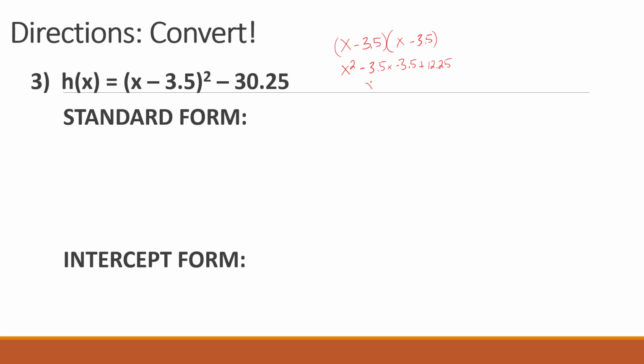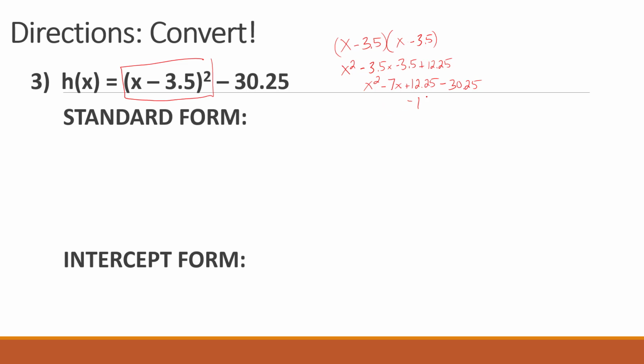So altogether we have X squared minus 7X plus 12.25. Now notice that's just the binomial squared. That's only this portion of the equation. We had a minus 30.25, so I want to add that back onto the equation, so minus 30.25. When I subtract 30.25 from 12.25, we end up with negative 18.